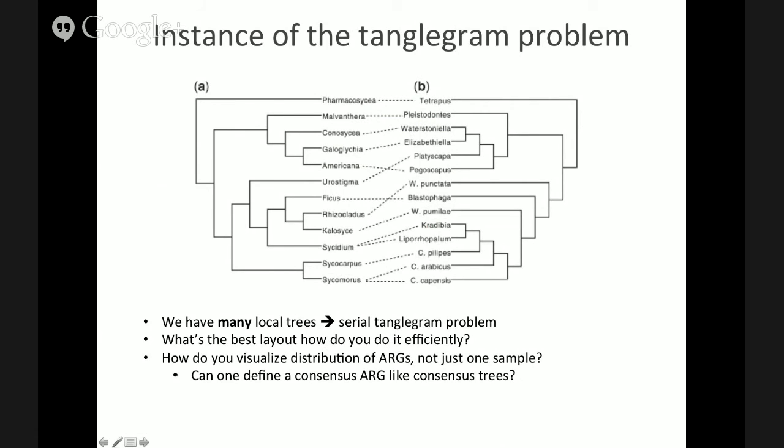Also, I've mostly so far visualized particular samples from a distribution, but these distributions are diffuse. It's not really fair to look at any one sample. You want to look at something like a consensus ARG, just like you would look at consensus trees in phylogenetics. Maybe someone here knows, but I haven't seen a really good definition of a consensus ARG, especially one that plays well in a visualization like this.